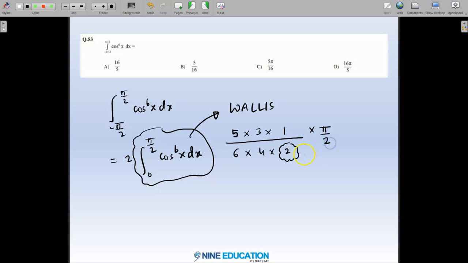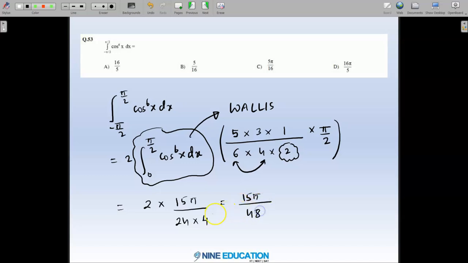So this much portion of the integration will be 2 into, and let's simplify this: it is 15 pi, and in the denominator we have 6 into 4 which is 24, and we have 2 into 2 which is 4, so it is 15 pi divided by 48, because this 2 will also divide this, so it is 15 pi by 48. If we further divide by 3, we get 5 pi by 16, which is option C.